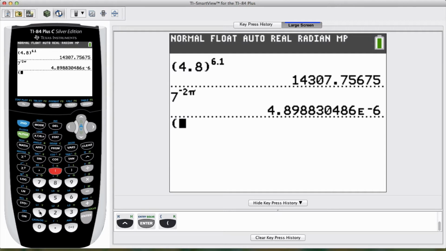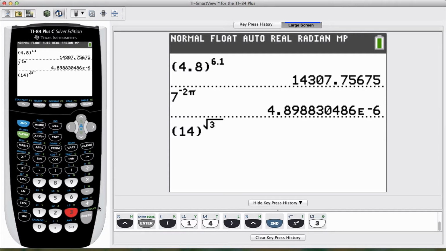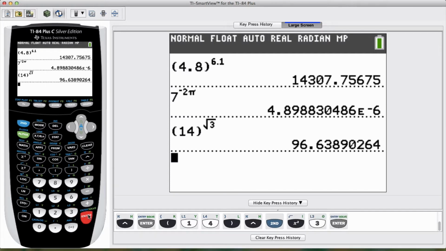Okay, number 3, we have 14 to the square root of 3 power, which gives us 96.639. And number 4, we get to something kind of weird. We get to where it says e to the first power.